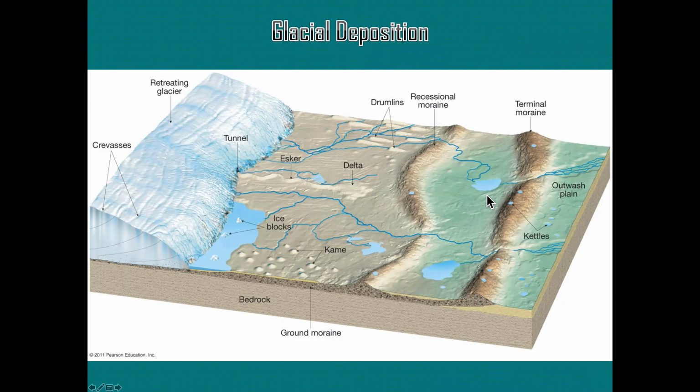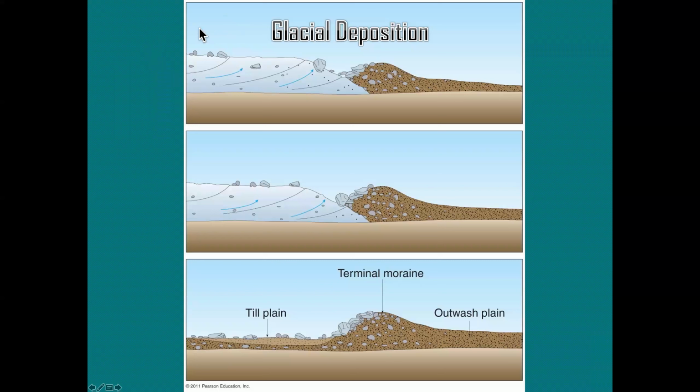So here's the idea. The ice moved in this direction. It left behind a mound. As the ice began to retreat, it left behind the same mound. And when the ice melted completely, it left behind the mound still, even though this area here is now ice free.